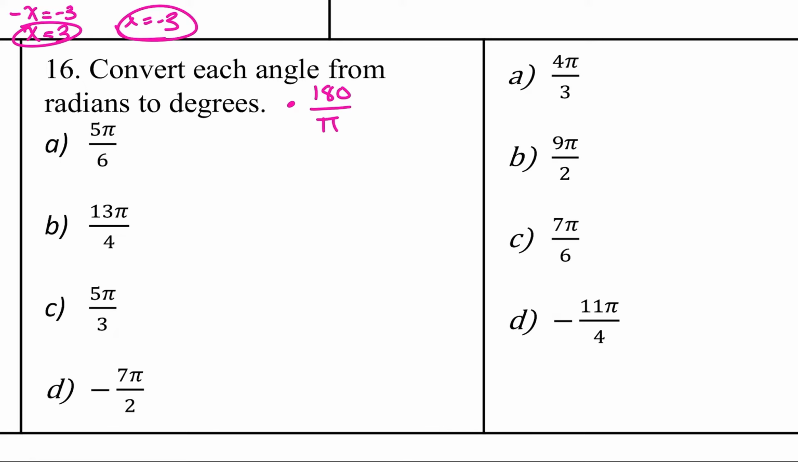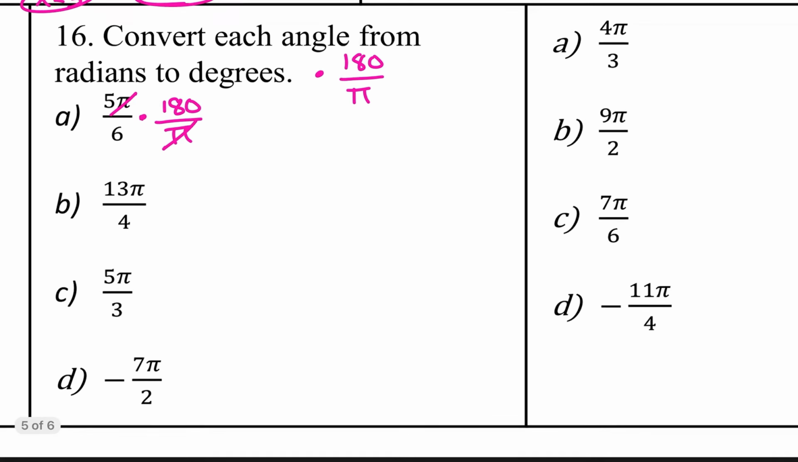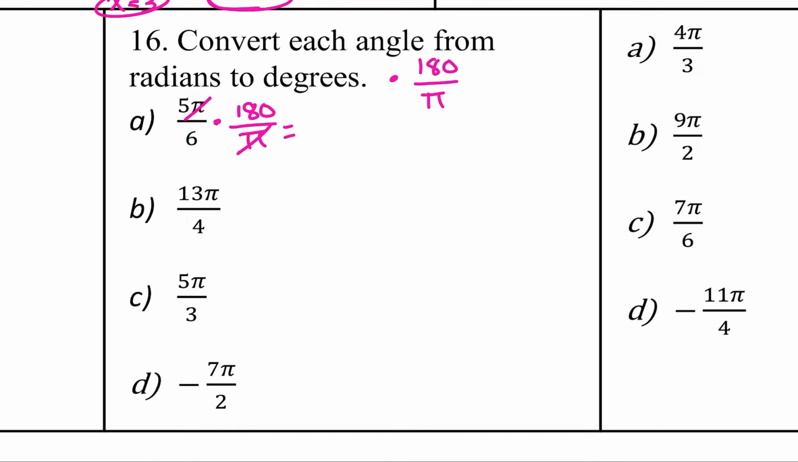And this very much is just typing in your calculator and getting the right answer. So when I multiply here by 180 over pi, the pi's cancel, and so now I have 5 over 6 times 180, and that's all I'm literally doing. I'm typing into my calculator 5 divided by 6 times 180, and I get 150 degrees.